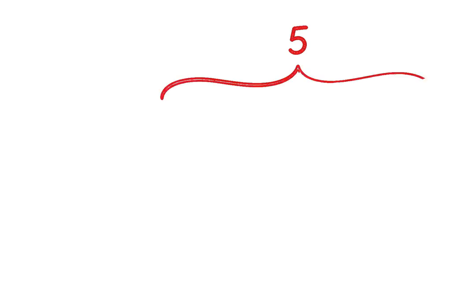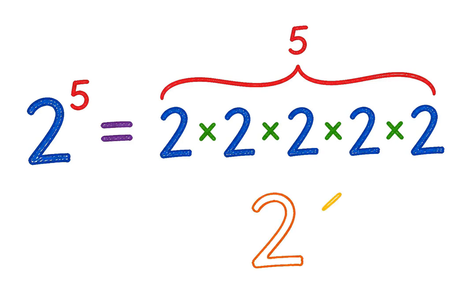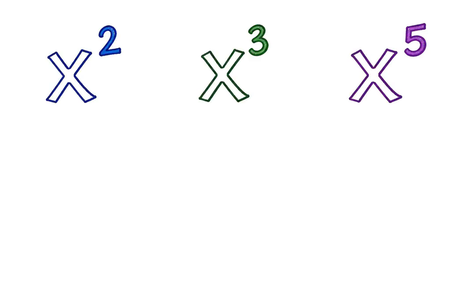First, an index, also called an exponent or a power, is just shorthand for repeated multiplication. For example, 2 to the power of 5 isn't 2 times 5, it's 2 multiplied by itself 5 times, which equals 32. This simple concept comes with powerful shortcuts called index laws.